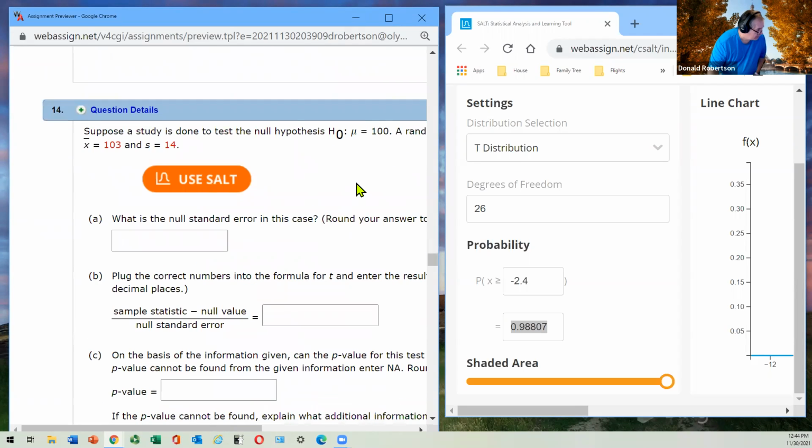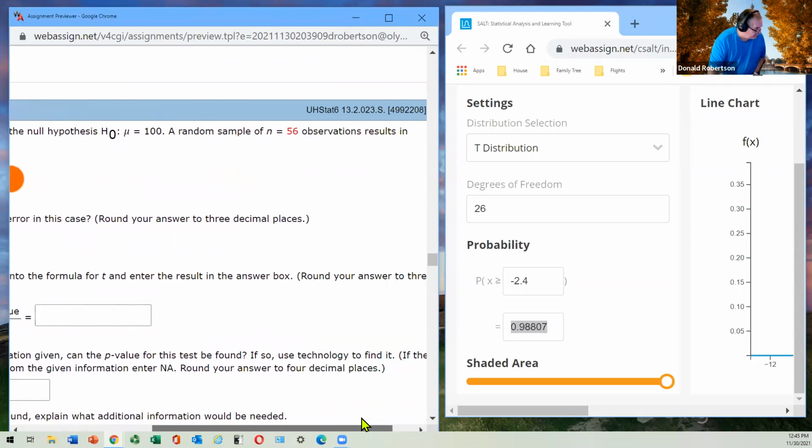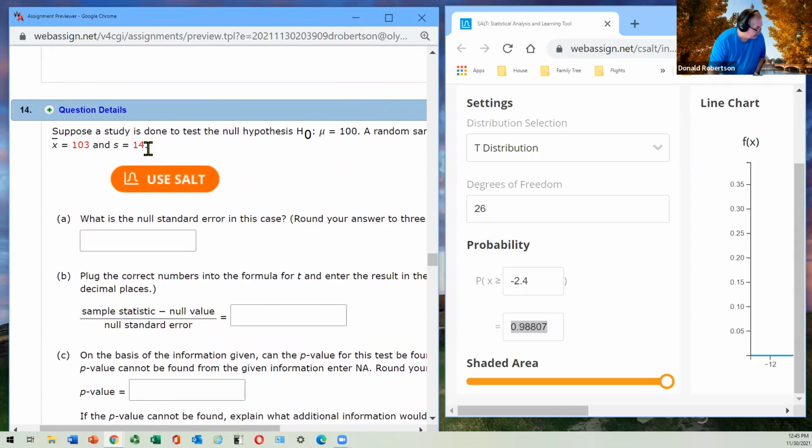Scrolling. Suppose a study is done to test that the null hypothesis is 100, and the random sample of 56 gave me this value and that one. Now it says, what is the null standard error?